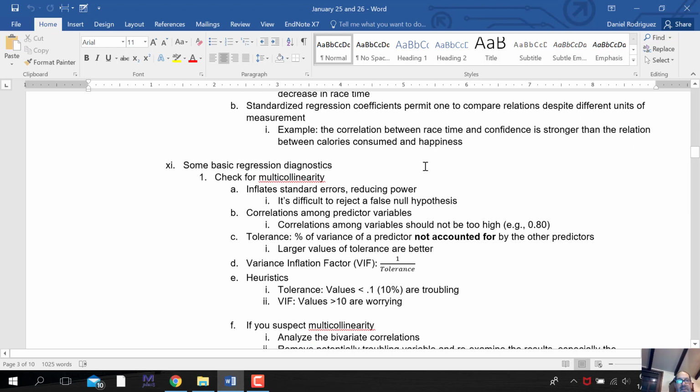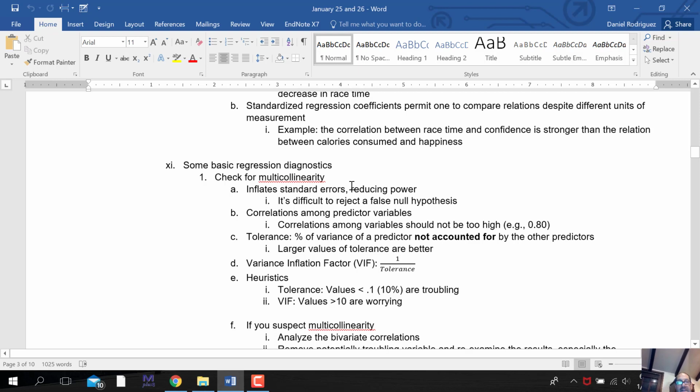Okay, let's look at some regression diagnostics. We want to make sure that everything is okay and we're meeting the assumptions. That's why we diagnose, and also we have to look out for errors that are made in data entry, and those can be seen when we're doing these diagnostics. So first of all, let's look at multicollinearity. Again, that's when the variables are highly correlated.